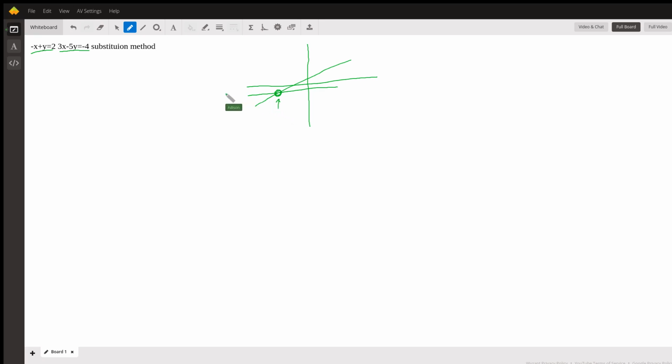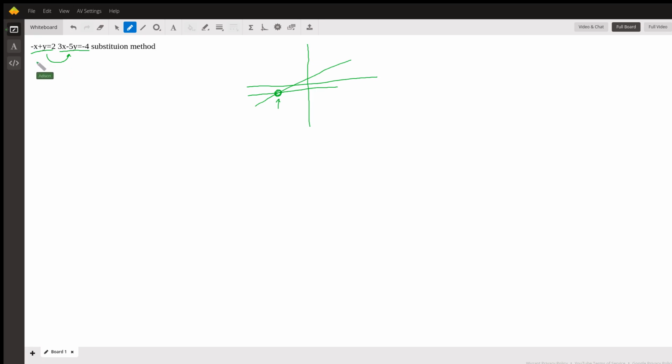Now, the way we can solve this question is through substitution. The way that we use substitution is we substitute one of these equations into the second equation so that we only have to solve for one unknown variable. Now, let's see how we do this. Let's go to the first equation.